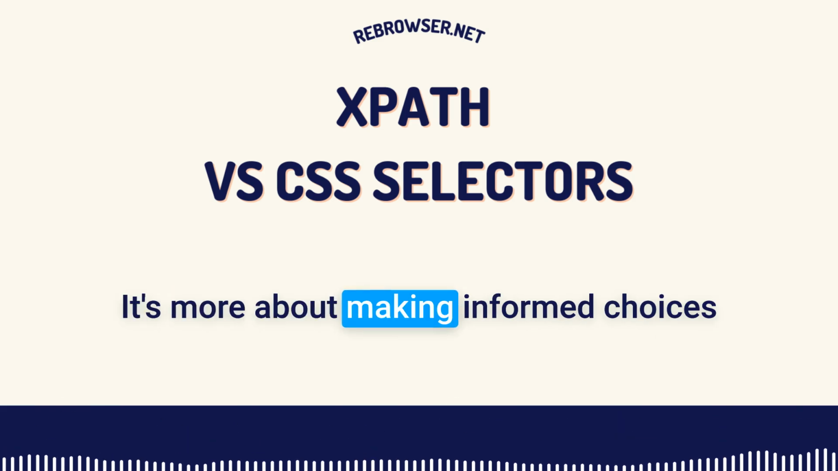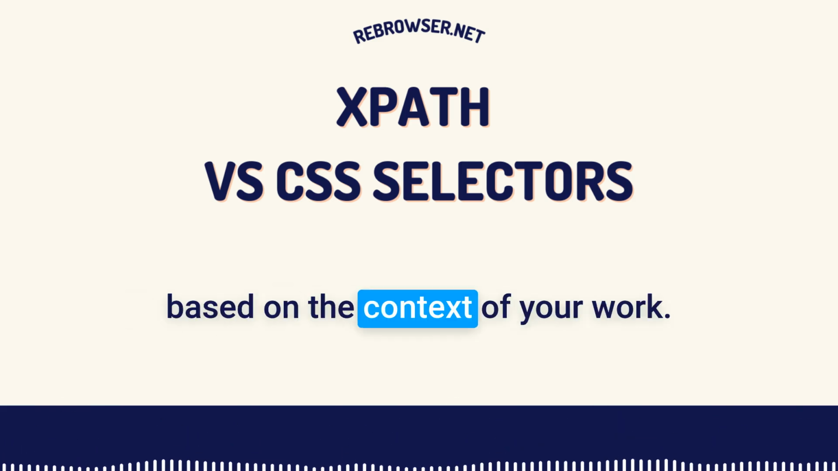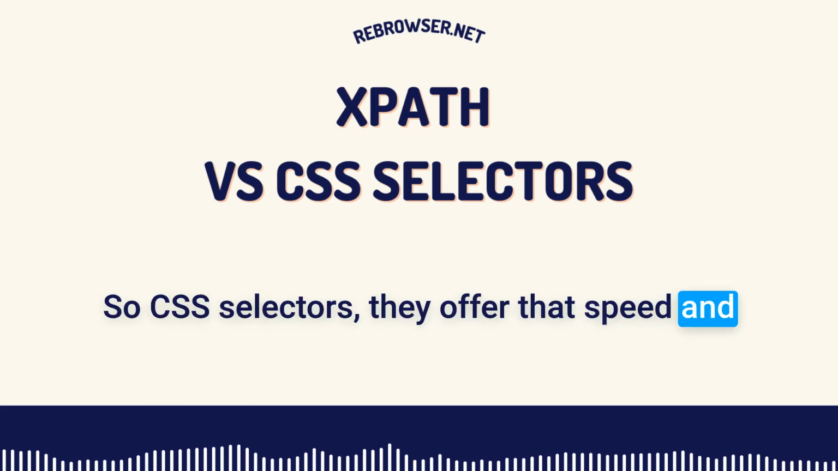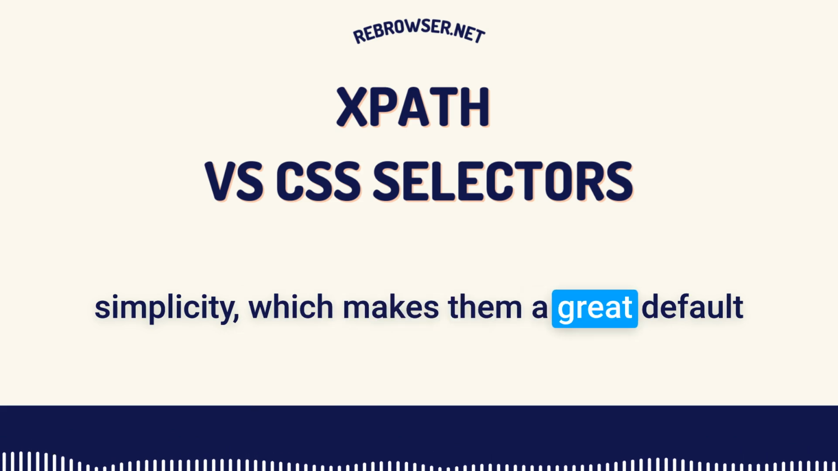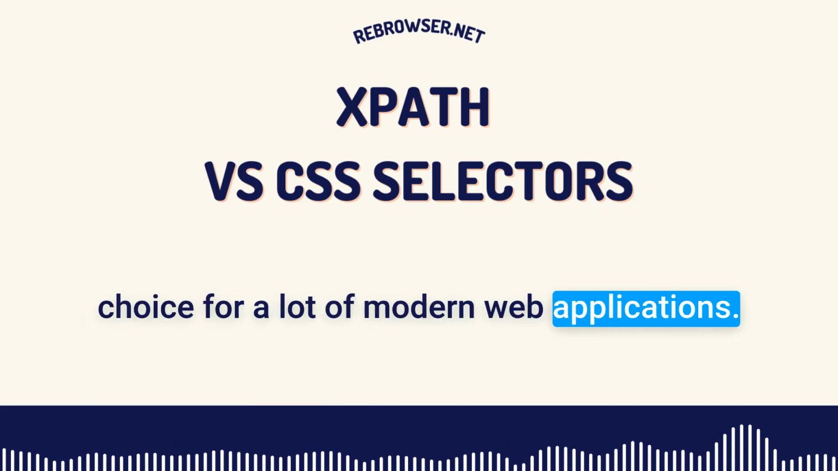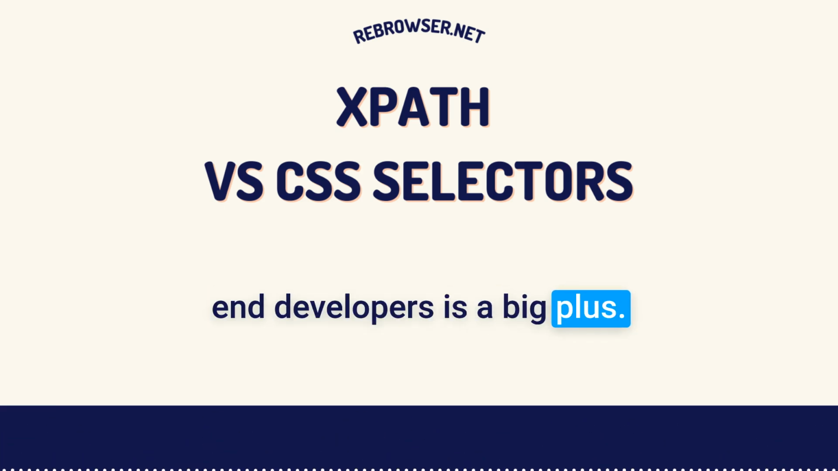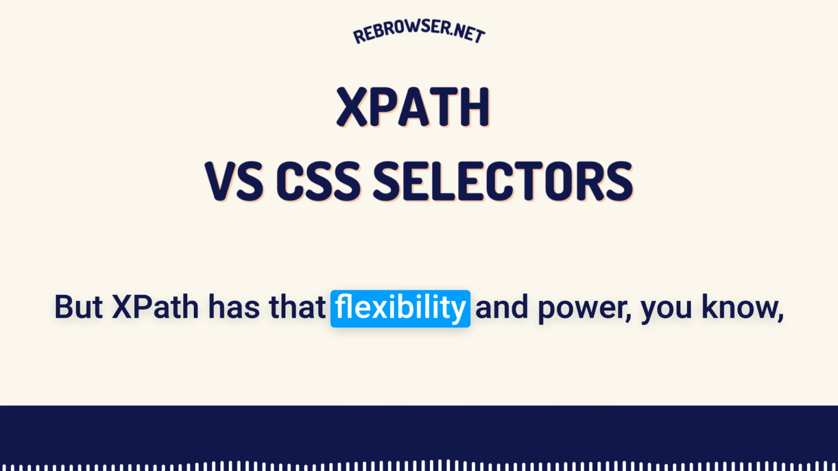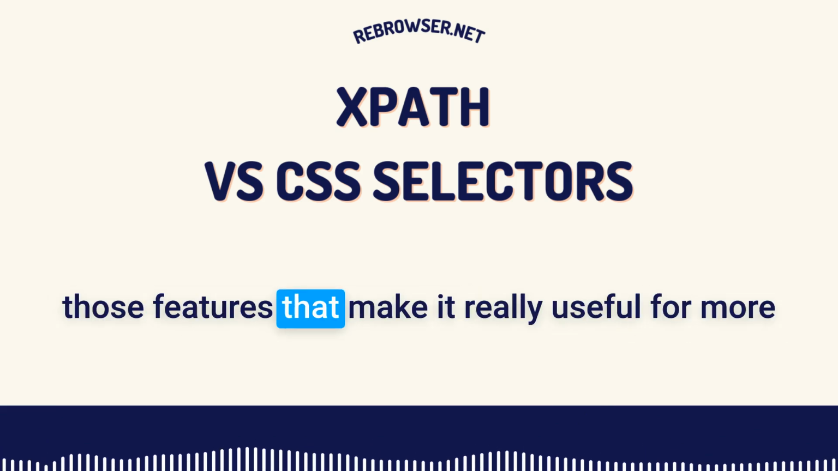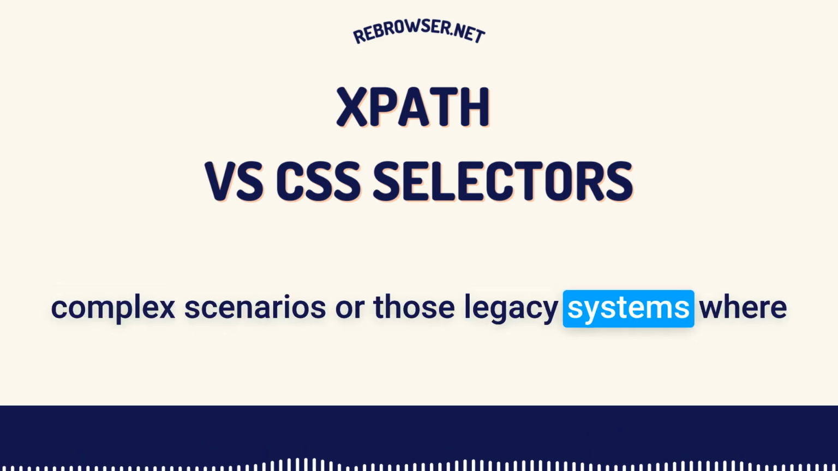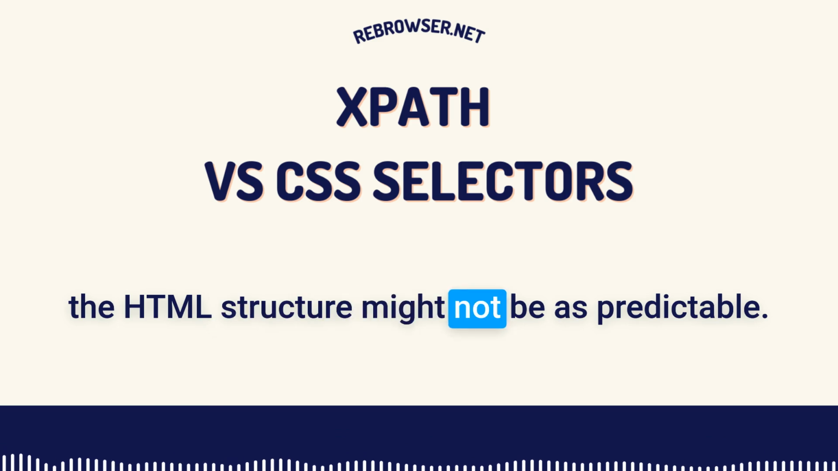It's more about making informed choices based on the context of your work. Exactly. So CSS selectors offer that speed and simplicity, which makes them a great default choice for a lot of modern web applications. Right. And the familiarity for front-end developers is a big plus. But XPath has that flexibility and power. Those features make it really useful for more complex scenarios or those legacy systems where the HTML structure might not be as predictable.